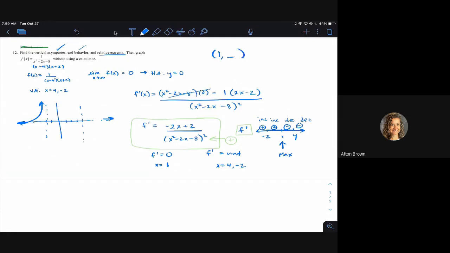I probably better find the actual max. At 1, I need to know where that y value is. How would I find the y value? Okay. So if I plug it into the original, 1 minus 2, -1 minus 9, -9. Somebody agree? Okay.